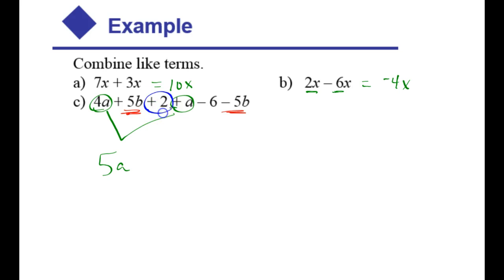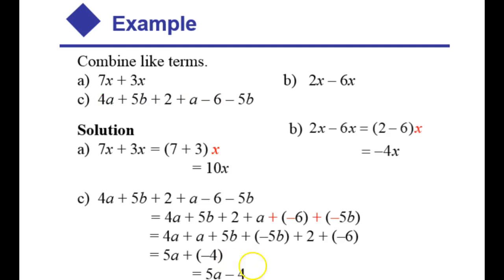And then I'm going to combine the blue terms. 2 take away 6 is minus 4. Again, signs are different. Subtract, keep the sign of the larger. That's how I'd work those. It looks like the author gets the same answer, just a little bit different methods. So 10x, negative 4x. Looks like they're doing some factoring, which we talked about in an earlier lesson.